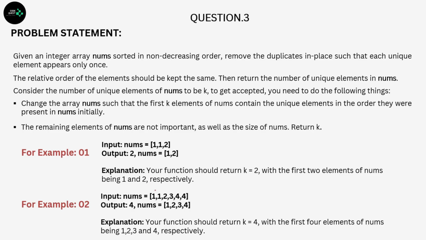Similarly, if I take another array like 1, 1, 2, 3, 4, 4, here I have 4 unique elements. So that's what I should get, 4, which is the k value, as we have said here. And the updated array has to contain 1, 2, 3, 4. After this, it may contain any number.